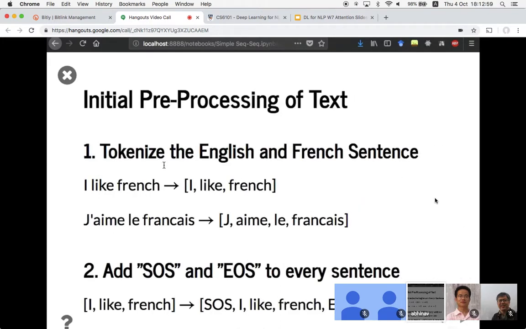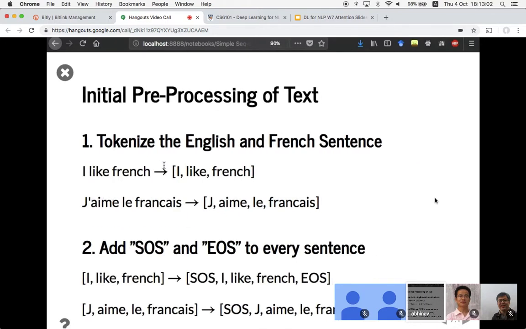We have the English and the French sentences stored in a text file. Initially we process the text. First, you need to tokenize the English and the French sentences. For example, if you have the sentence "I like French", you split it into words. To do this, you can use simple spaces to split it, or you can use more sophisticated tokenizers such as the Moses tokenizer. Then you add a start-of-sentence and end-of-sentence token to every sentence. This indicates that you are starting and ending a sentence, so that the neural network can learn patterns. For example, if you get a start of sentence, then there is a possibility that you start generating the sentence pattern.